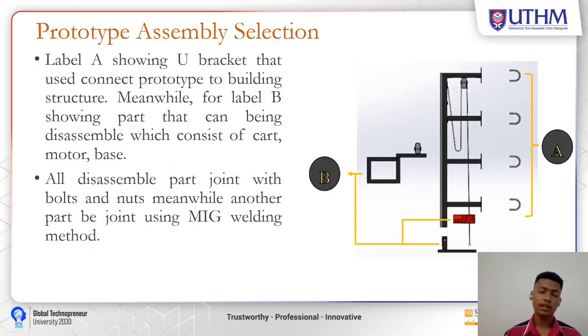Okay, this section is about the prototype assembly, because my prototype is plug and play. I want this prototype to be disassembled without much joining. Label A shows the U bracket that we use to connect the prototype to the building structure. Meanwhile, label B shows the parts that can be disassembled, which consist of the car, motor, and base. All the disassembled parts are joined with bolt and nut. Meanwhile, the other parts we join using the MIG welding method.